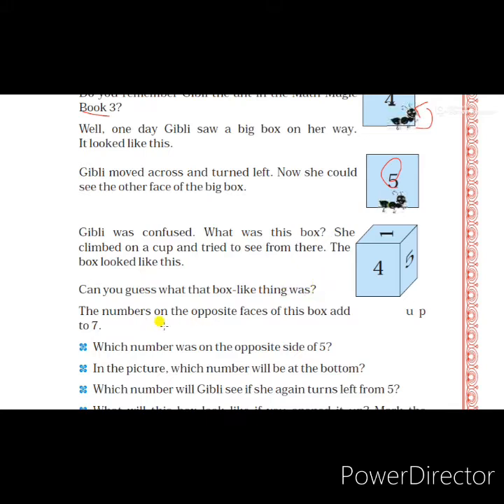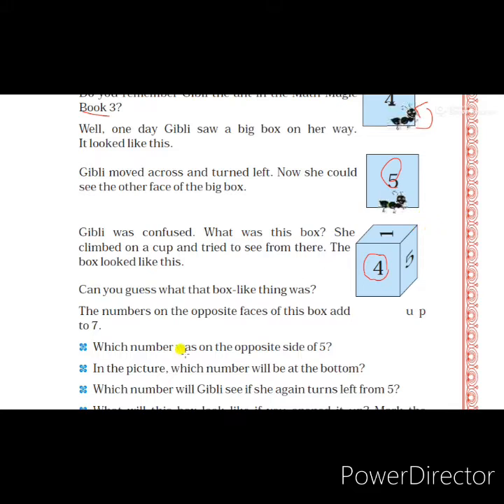The numbers on the opposite faces of this box add up to 7. That means, students, see that box in the third picture. If you add the numbers on the opposite sides of these two faces, we will get the answer 7. Suppose on the first front side we can see number 4. So what will be the opposite side of that side? The total answer will be 7.